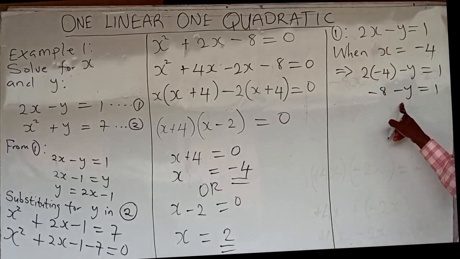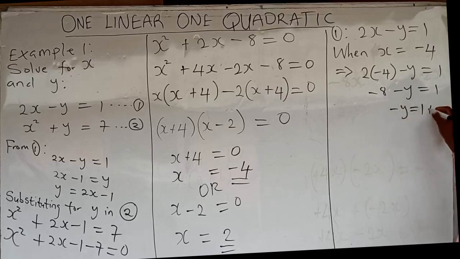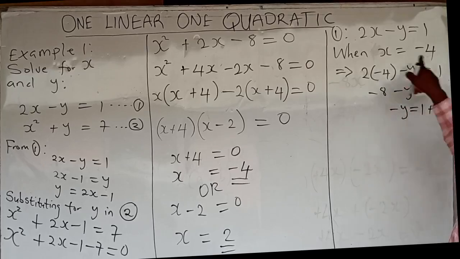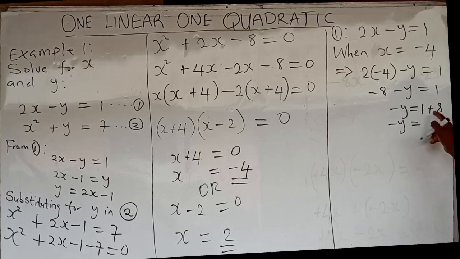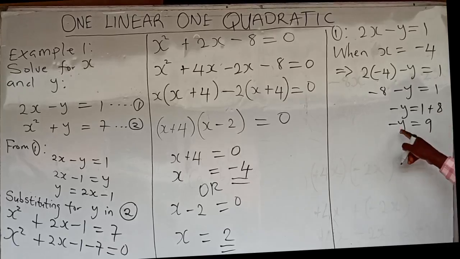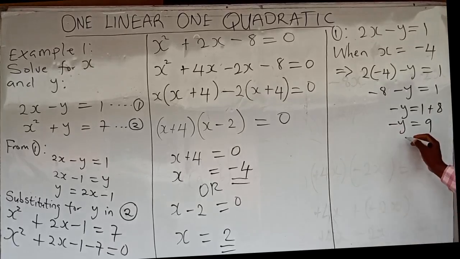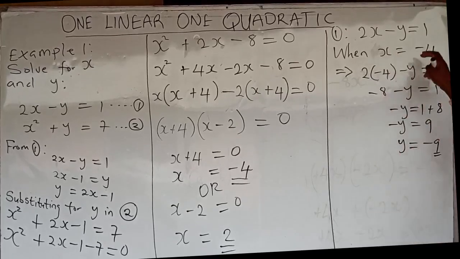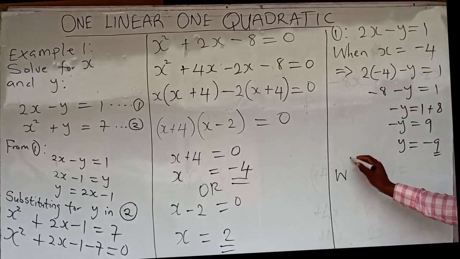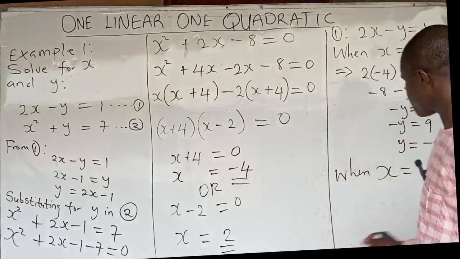So collecting like terms, this becomes minus y is equal to 1 plus 8. This is minus 8. If it crosses the equal sign, it becomes plus 8. So minus y is equal to 1 plus 8, which is 9. So what I'm going to do next to remove this minus sign here is to divide both sides by minus 1, and then y will give us minus 9. That is the corresponding value of y when x is equal to minus 4. Then we're also going to solve again when x is equal to 2.